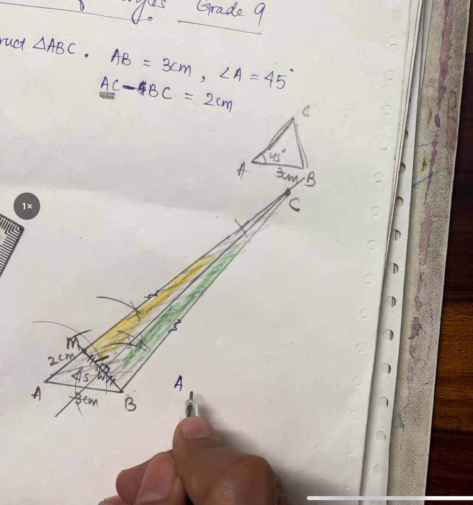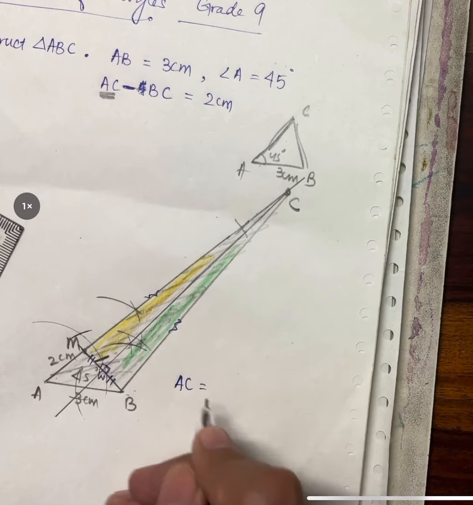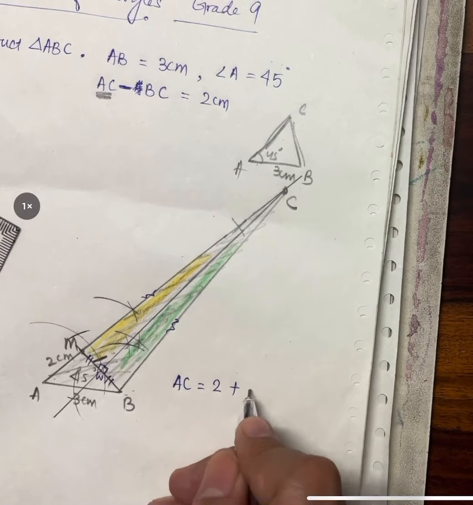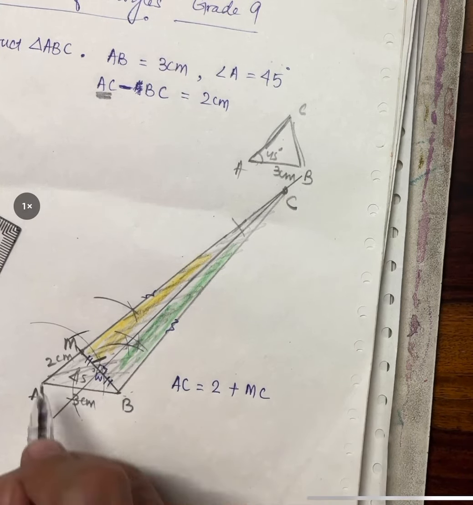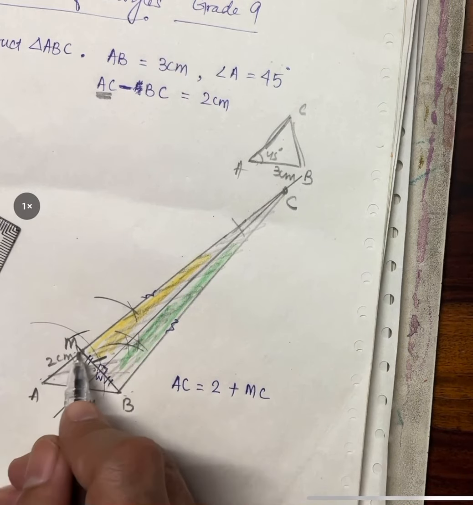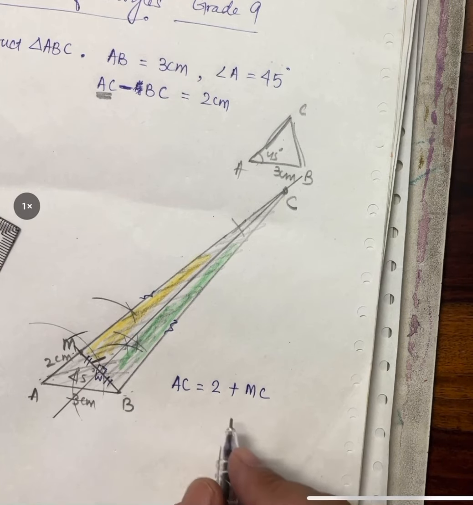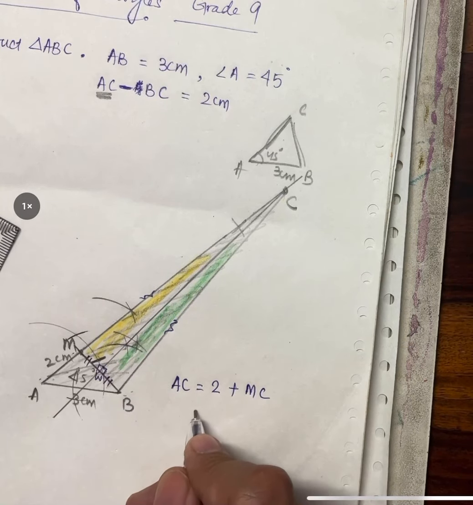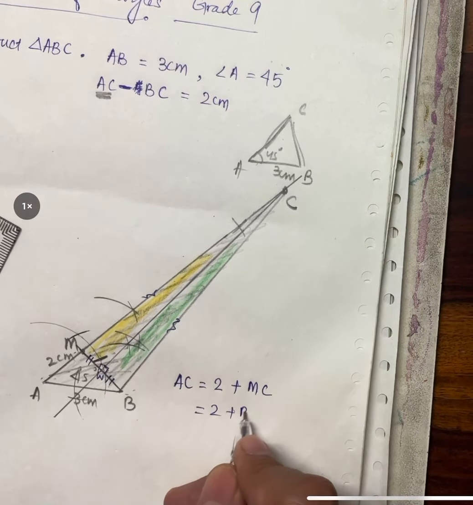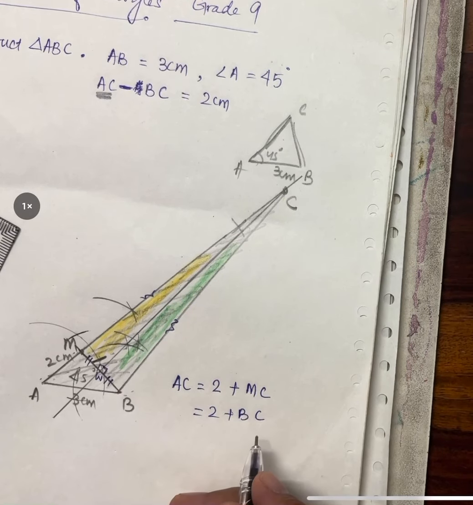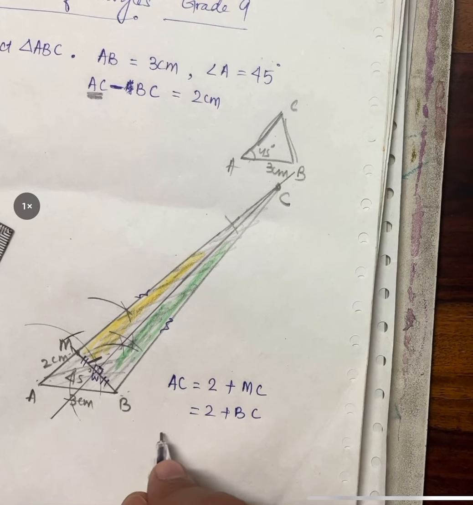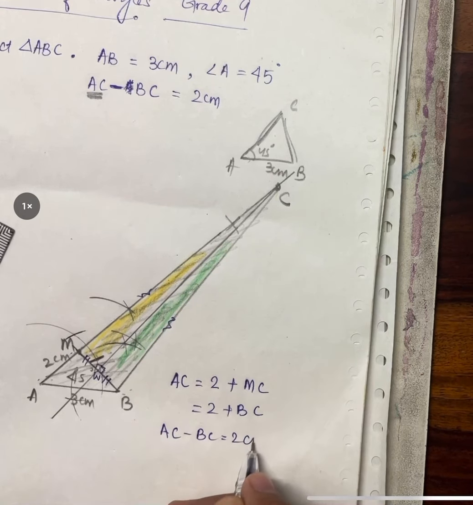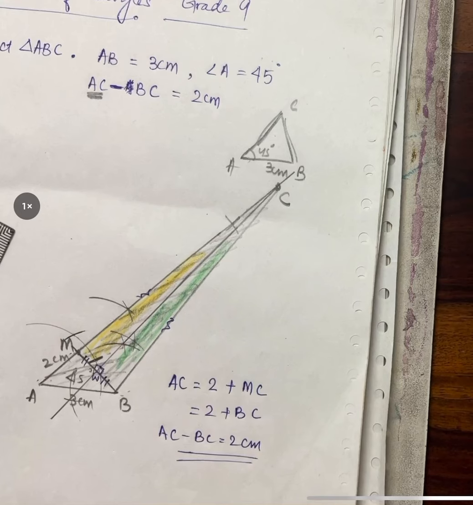AC can be written as 2 centimeter plus MC. You agree with me? Entire length AC can be written as AM plus MC. And we know that this MC is actually equal to BC. So this becomes 2 plus BC. And by simple algebra, if you take BC to the other side, you will have AC minus BC equal to 2 centimeter. So you have actually done the right thing.